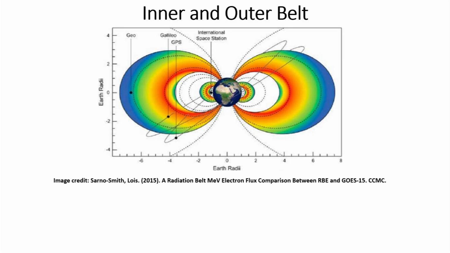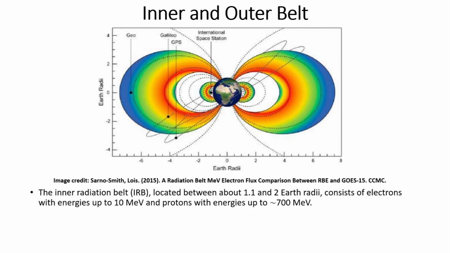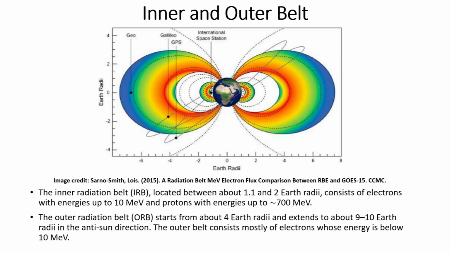Now, let us know a little bit about the inner and outer belt, how far they stretch. The inner radiation belt, that is IRB, is located between 1.1 and 2 Earth radii. One Earth radius is something like 6,371 kilometers. Mainly it consists of electrons with high energies up to 10 mega electron volts, and protons with energies up to 700 mega electron volts. The outer radiation belt, or ORB, starts from about 4 Earth radii and extends up to 9 to 10 Earth radii in the anti-sun direction.